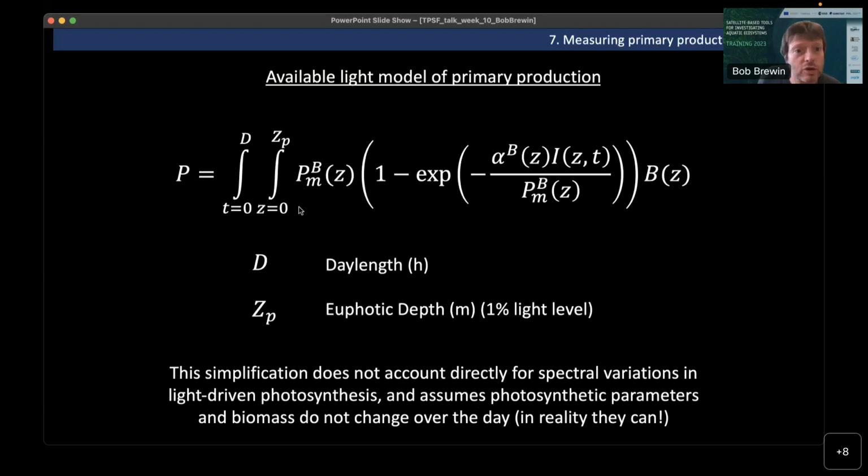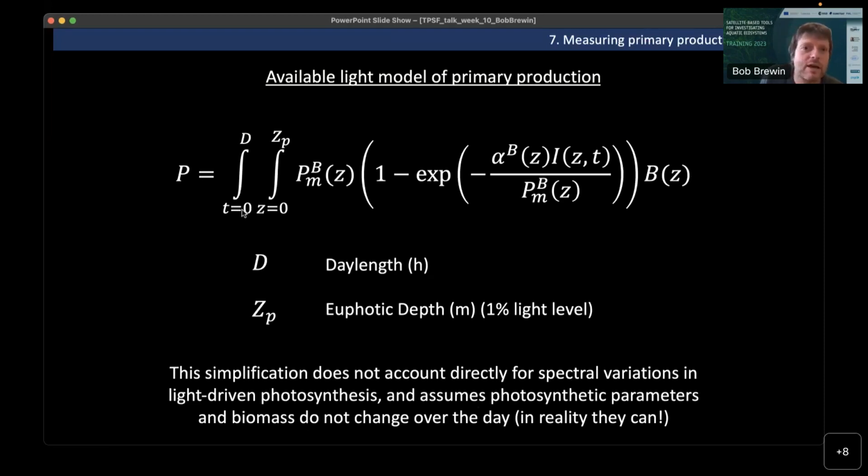So if we want to know the primary production in units of milligrams of carbon per meter squared per day, we have our same equation here, the photosynthesis irradiance curve, PB max and alpha B and light. And now, of course, we're converting back to our primary production here. In order to do that, we need to scale to our biomass, right? Because this is the normalized primary production. Our biomass also is going to vary with depth.